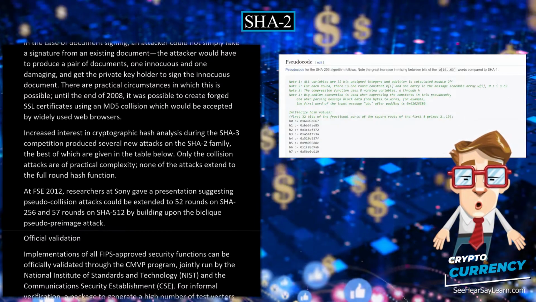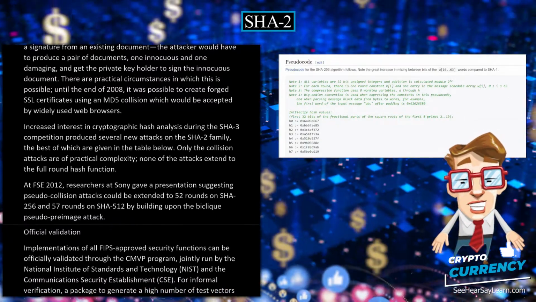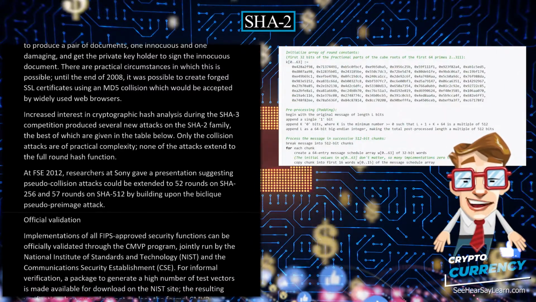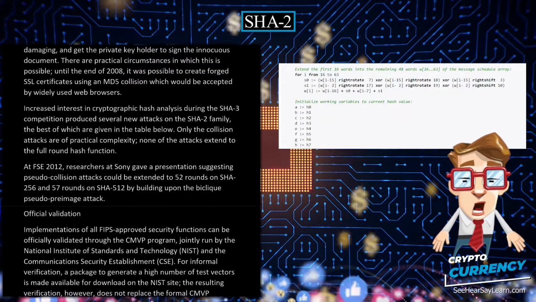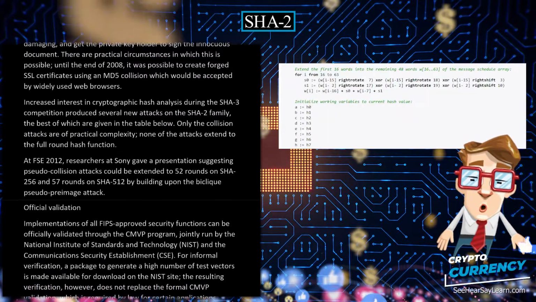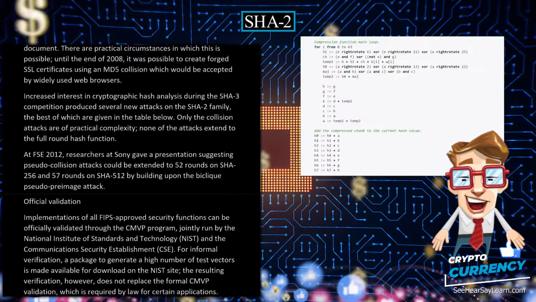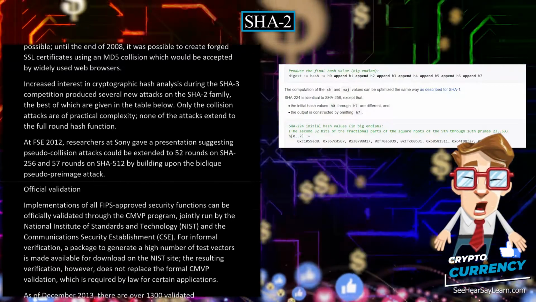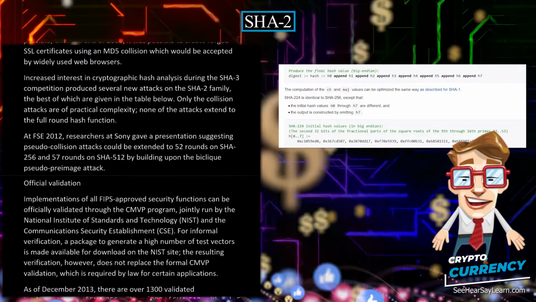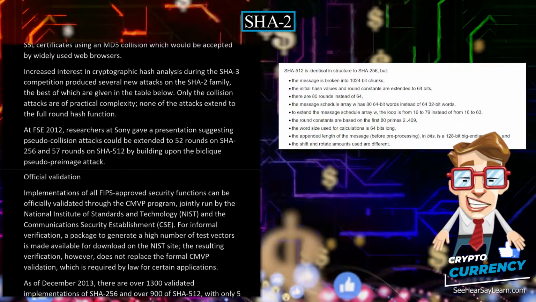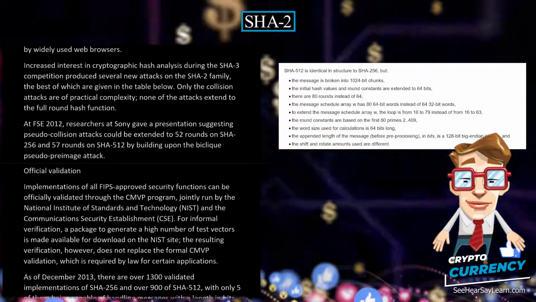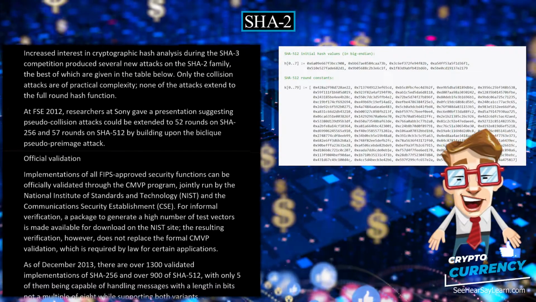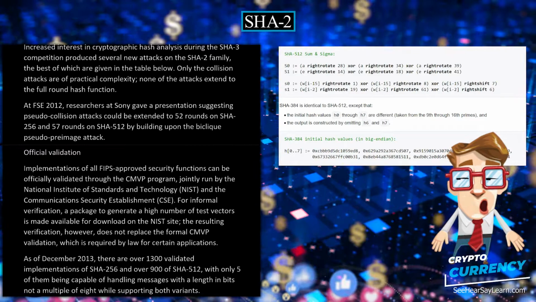Increased interest in cryptographic hash analysis during the SHA-3 competition produced several new attacks on the SHA-2 family, the best of which are given in the table below. Only the collision attacks are of practical complexity. None of the attacks extend to the full round hash function. At FSE 2012, researchers at Sony gave a presentation suggesting pseudo-collision attacks could be extended to 52 rounds on SHA-256 and 57 rounds on SHA-512 by building upon the Biclique pseudo-preimage attack.